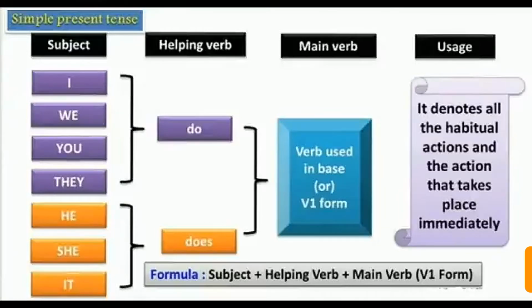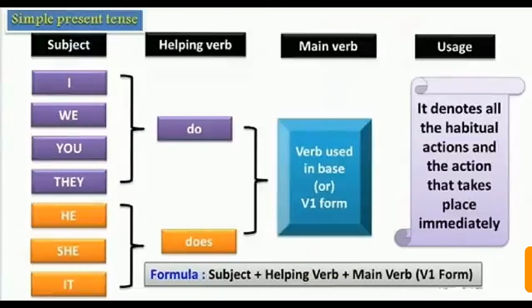Okay, now let us discuss the uses of the simple present tense. The simple present tense is used to denote all the habitual actions and the actions that take place immediately. So for habitual actions and immediate actions we use simple present tense. Here you all must know the formula of simple present tense, that is subject plus helping verb plus main verb, and the main verb will be used in the first form.